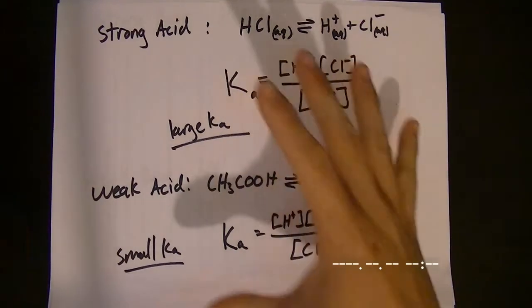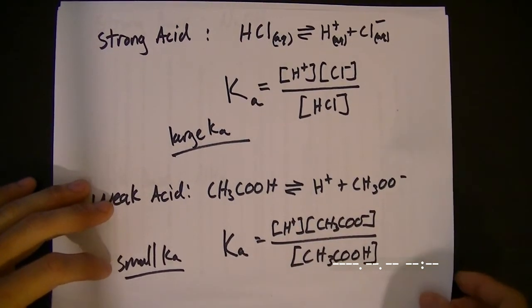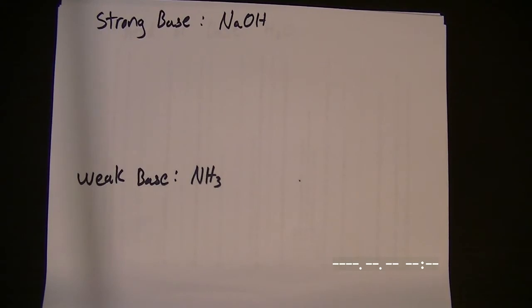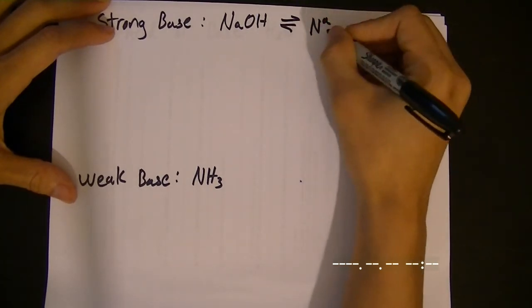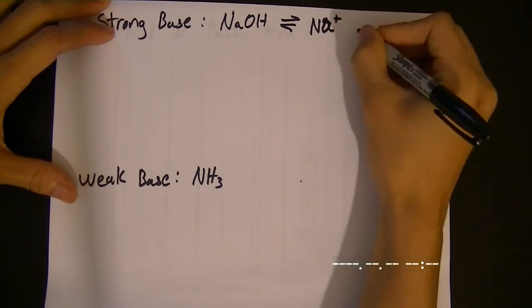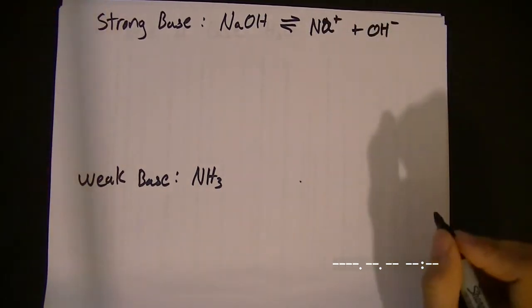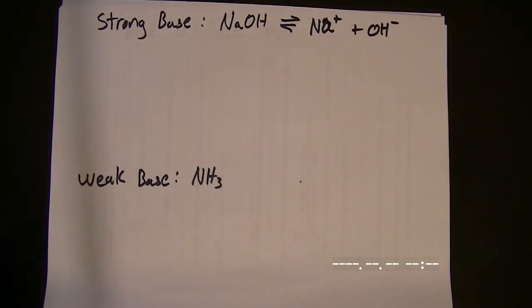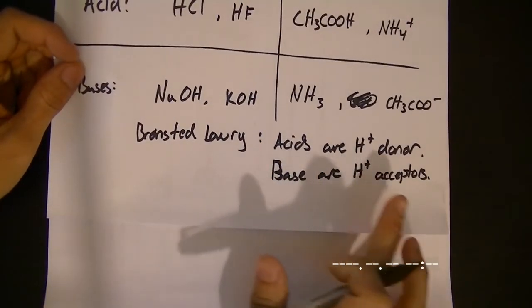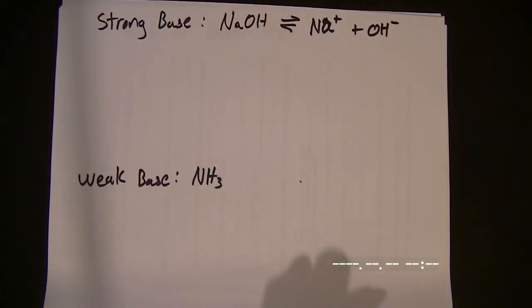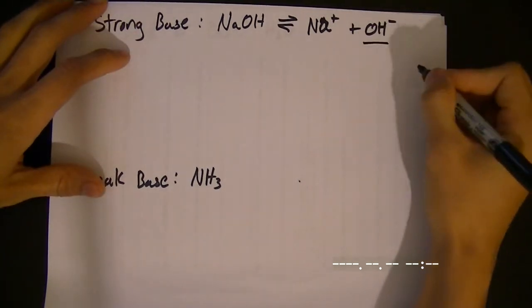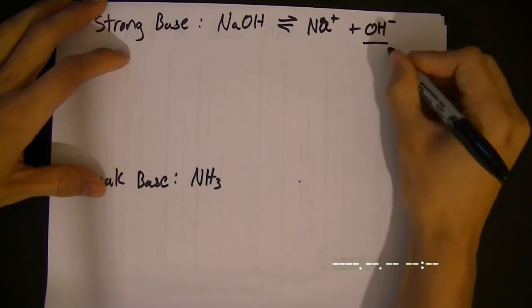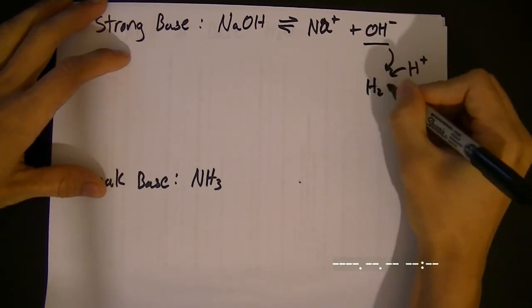Let's move on to bases, and bases are a little bit more complicated than that, but not too much more. Here we have a strong base, NaOH. It breaks up into Na plus ions and OH minus ions, and you're probably wondering, wait a minute, in our original definition, we said bases are proton acceptors. Well, what do we know here that can accept a proton, an H plus ion? If you said OH minus, you're completely correct. H plus bonds with OH minus to form water.